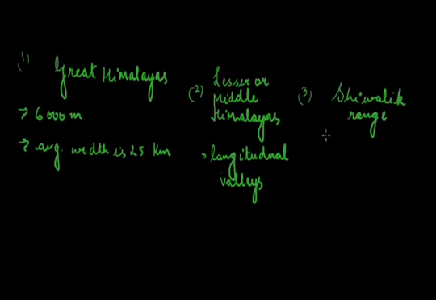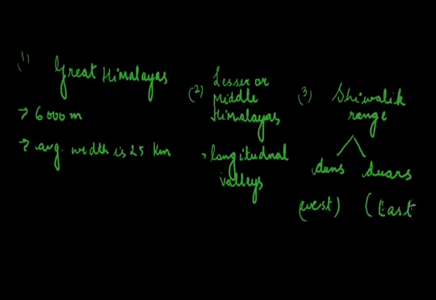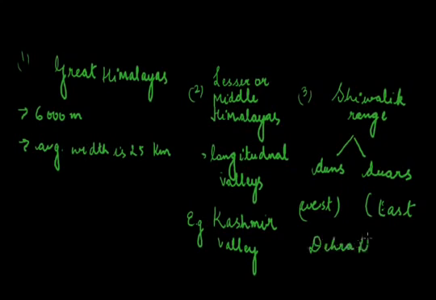In the Shivalik range, we have also studied the longitudinal valleys, which are known as duns in the west and dwars in the east. Examples of the valleys in the middle Himalayas were the Kathmandu Valley and the Kashmir Valley. And examples of the longitudinal valleys of the Shivalik range are Dehradun and Kotli Dun.